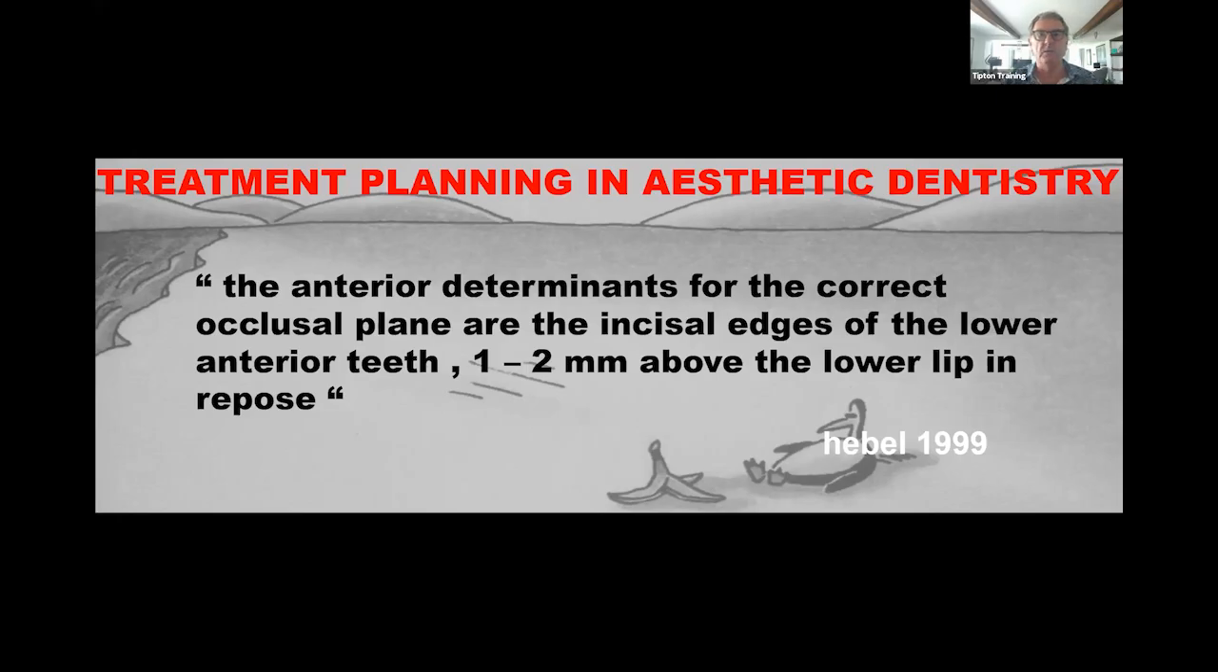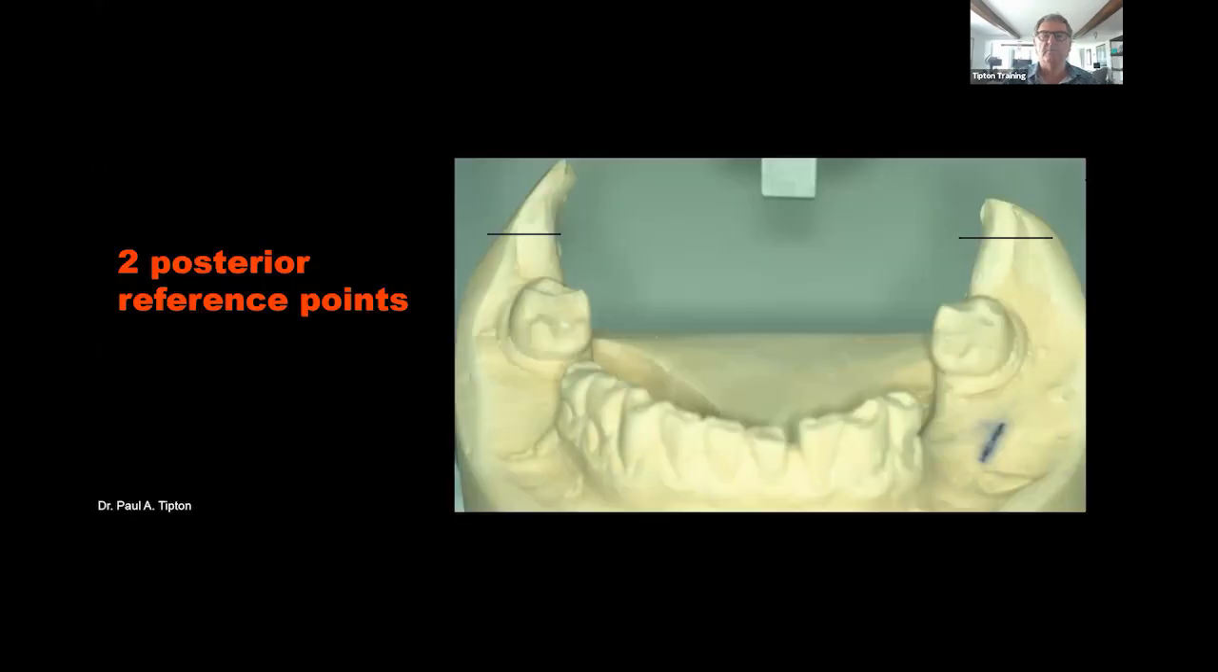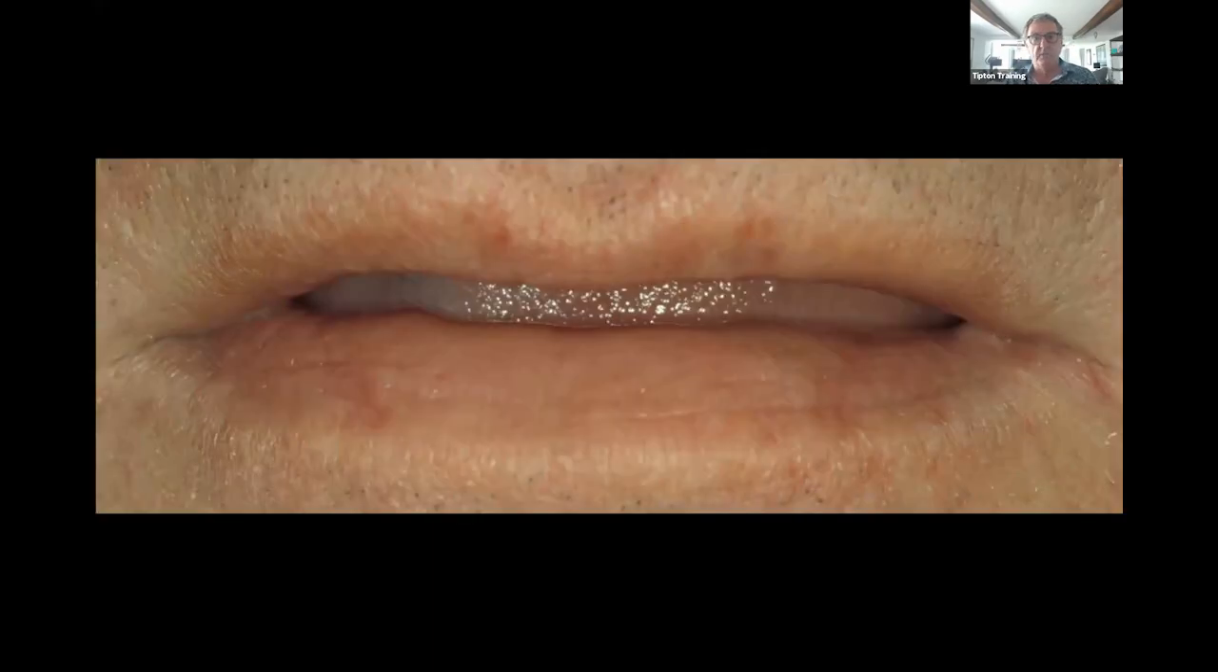I then need to go to the anterior and create my anterior reference point. Now that's usually about 1 to 2 millimeters, the incisal edge above the lower lip, but that can vary very much with age. So those are my two posterior reference points. And now for my anterior reference point, I'm going to produce 1 to 2 millimeters of lower tooth above the lips when the lips are in repose.